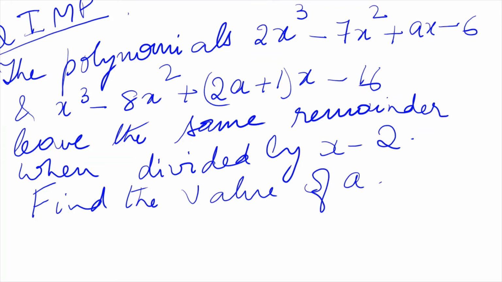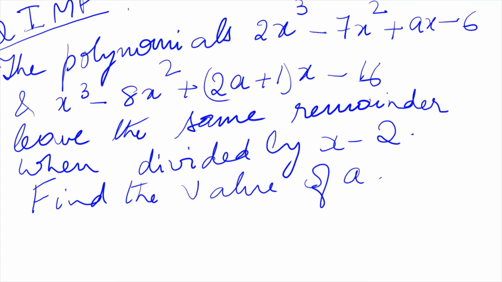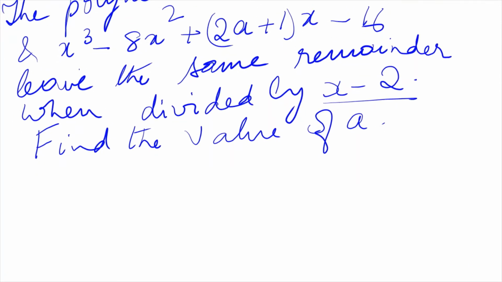Okay. So, a very important type of question often asked in the boards. Here we have two expressions, both of which, when divided by x minus 2, leave the same remainder. That means we have to substitute x is equal to 2, because if x minus 2 is equal to 0, x is equal to 2. If you substitute 2 in both, then the remainders are equal. So we will equate them and solve for a. Let us do it.